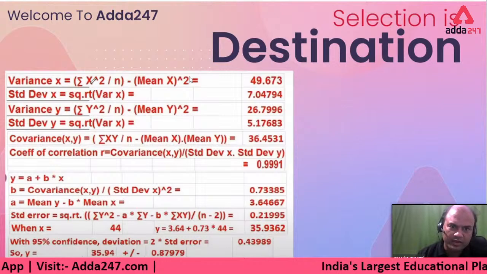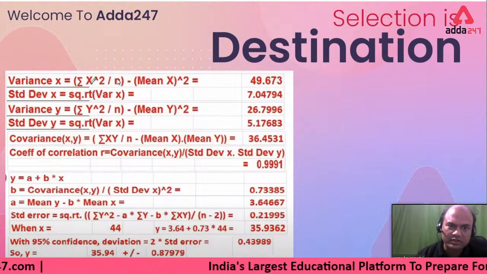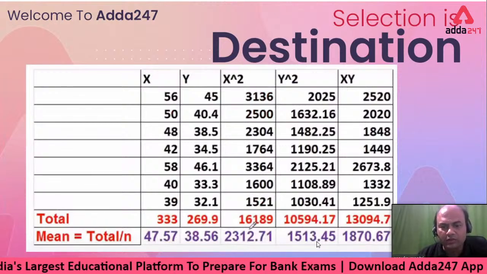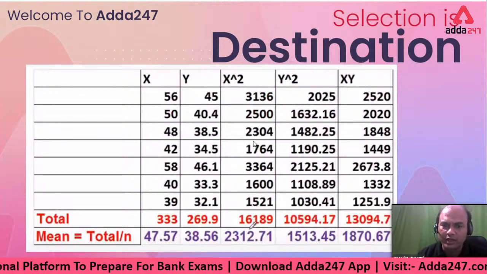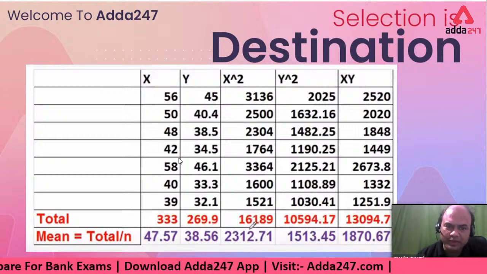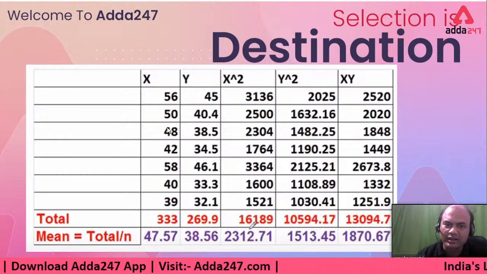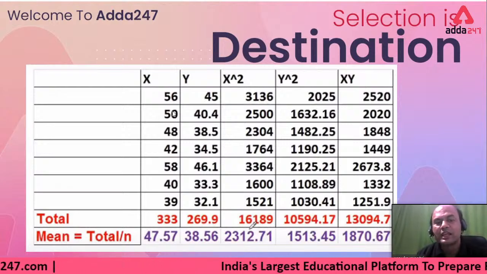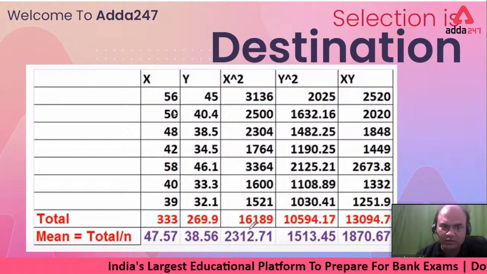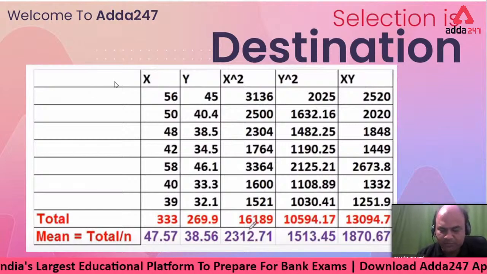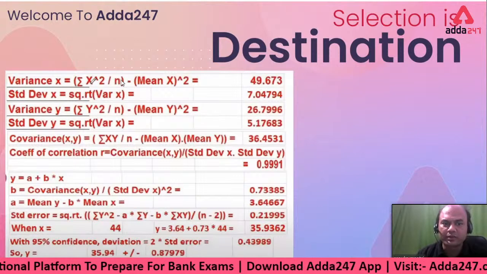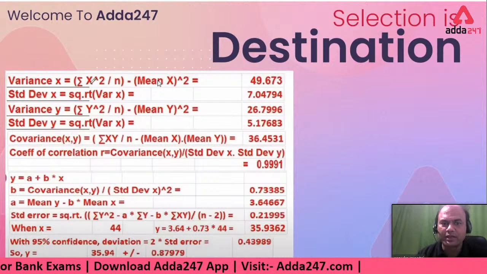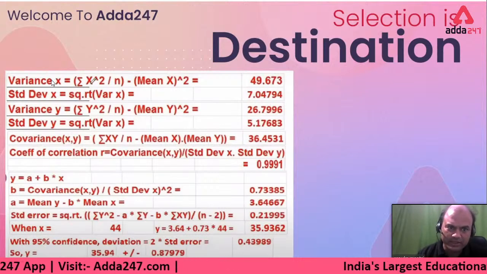In exam, what I would suggest is you try this using your calci, because in exam you will have to solve it yourself. But again, I'm telling you a caveat for exams: such big numbers won't be given, only 4 or 5, because they don't want to test your calculation skills. They want to test your knowledge. So now you have found summation x square upon n minus x bar the whole square. Variance of x done.